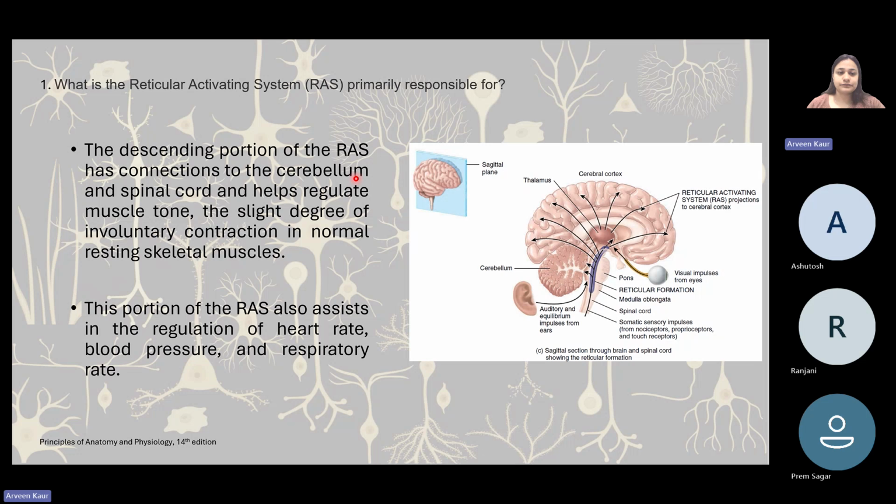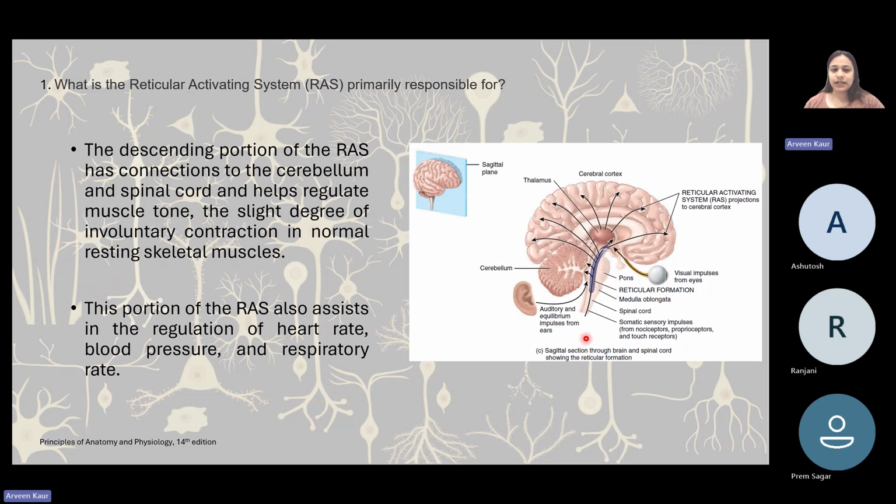The descending portion of the RAS has connections to the cerebellum. As you can see, this was the ascending portion. What was the ascending portion doing? It was throwing its connections till the cerebral cortex, be it directly or indirectly through the thalamus. Now, the descending portion is this one, right? It has connections to the cerebellum, as you can see over here, and the spinal cord as well.